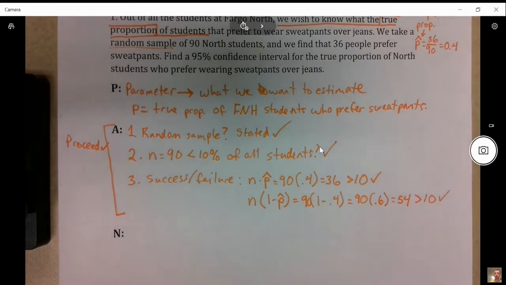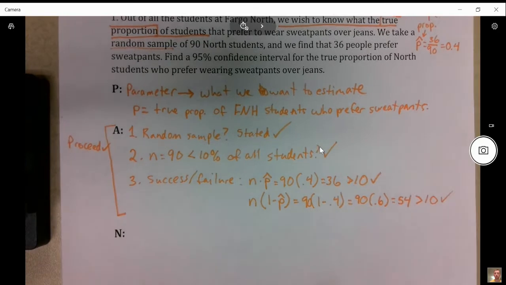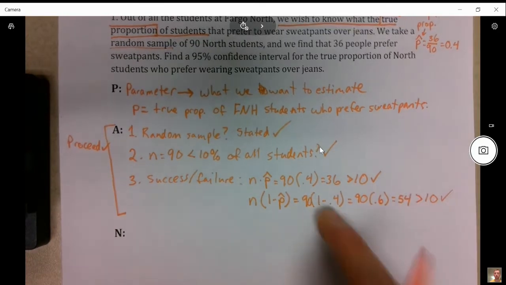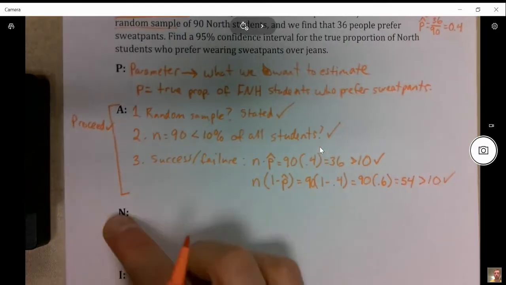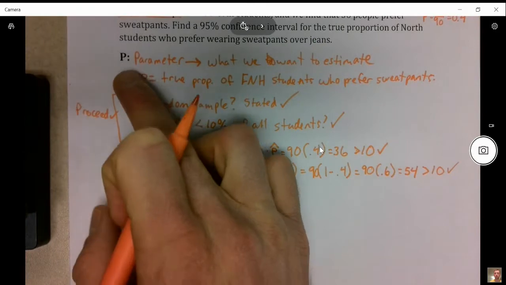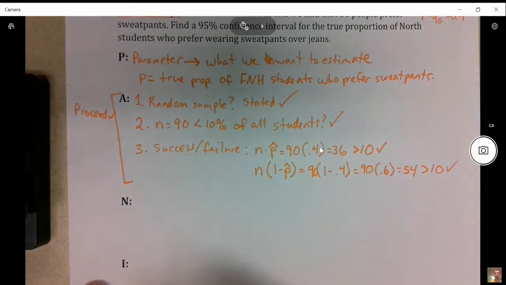What that tells the person reading your confidence interval is that, yes, we're going to continue making this interval, but just know that the result may or may not be reliable because one of the conditions was not met, okay? But here, all of our conditions are met, so we are good to proceed. The next thing, after we define our parameter and check our assumptions, is to name our interval, okay?